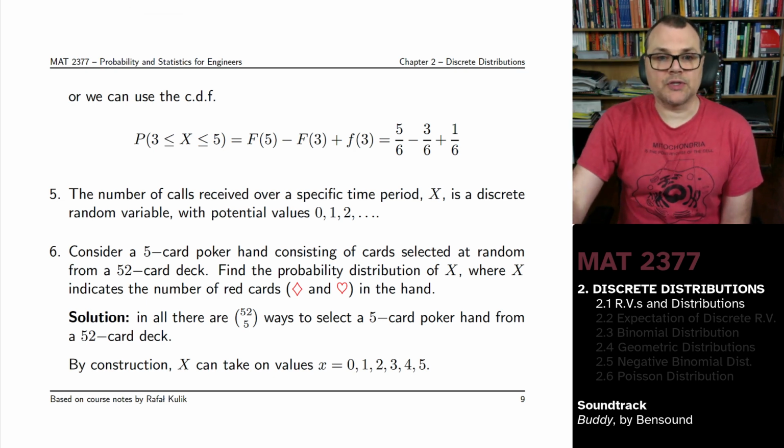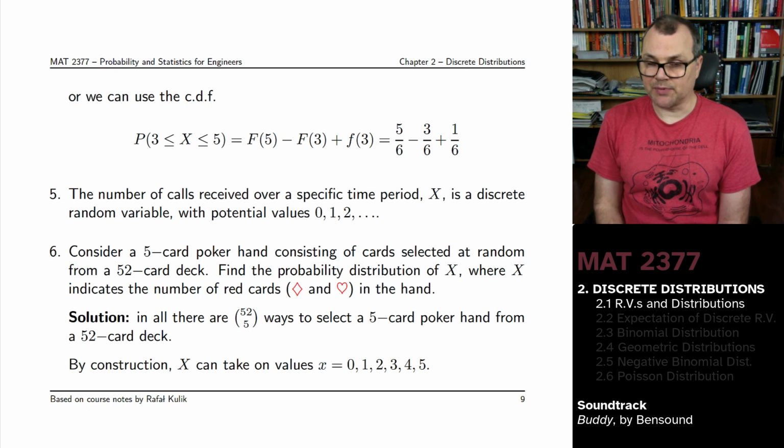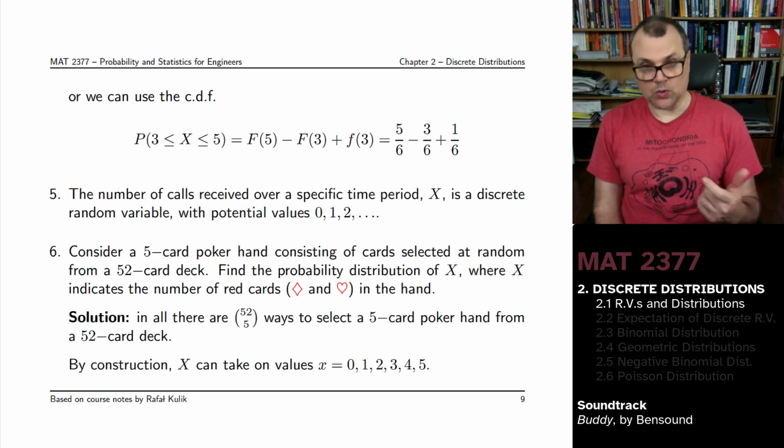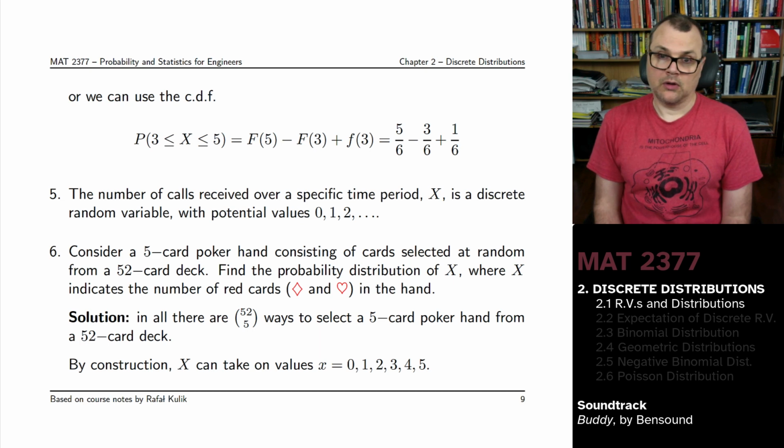The number of calls you might receive over a specific time period, if you call that x, that's also a discrete random variable. Like in the next hour, I might receive 0 calls, 1 call, 2 calls, 3 calls, and so forth. Now, without knowing more information about the problem, I can't really compute probabilities here.